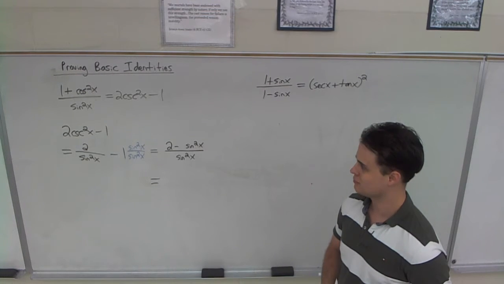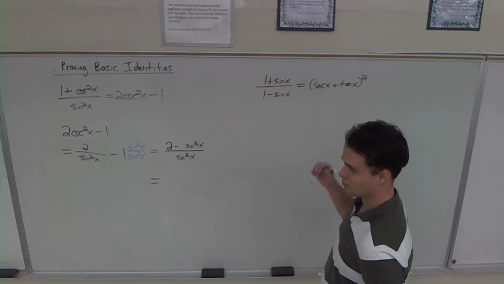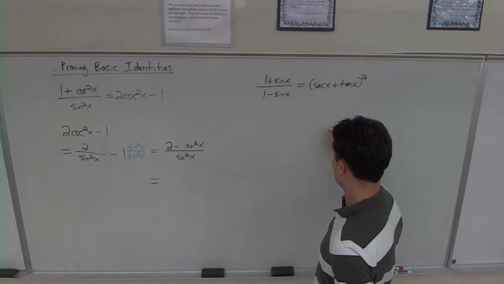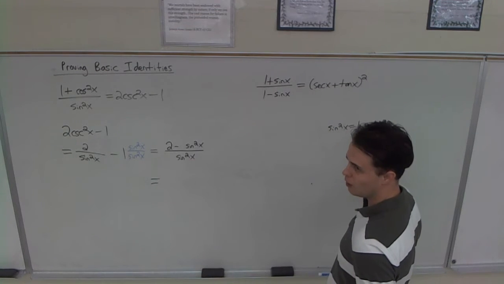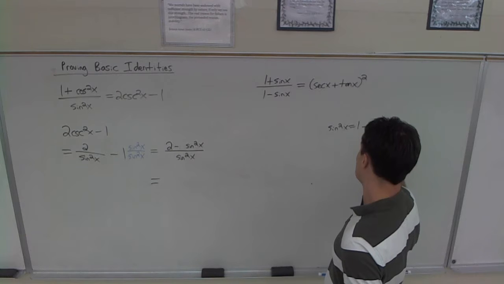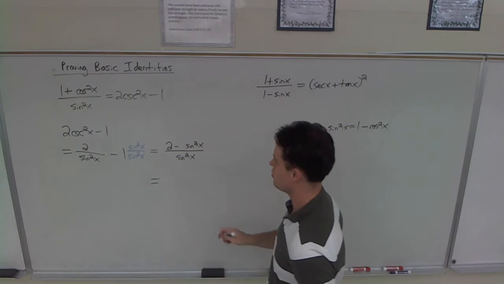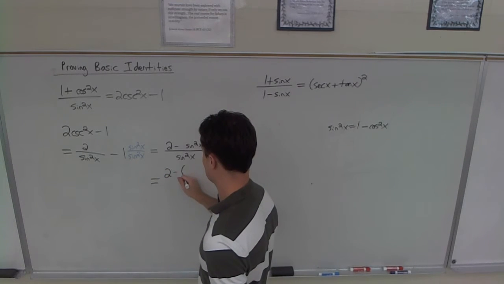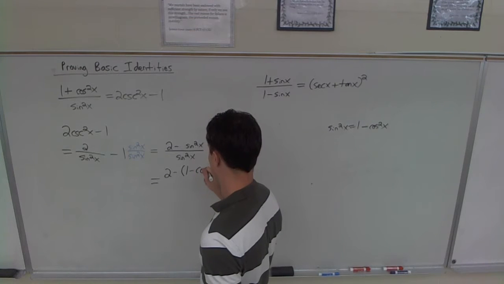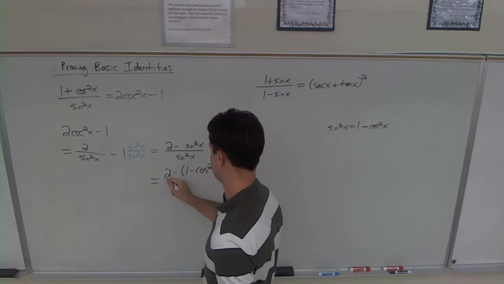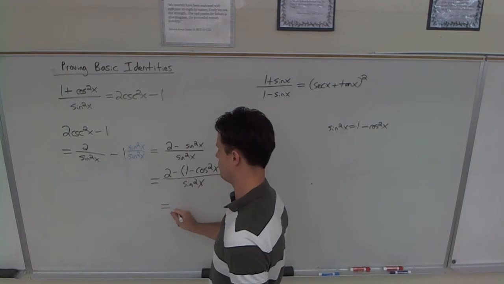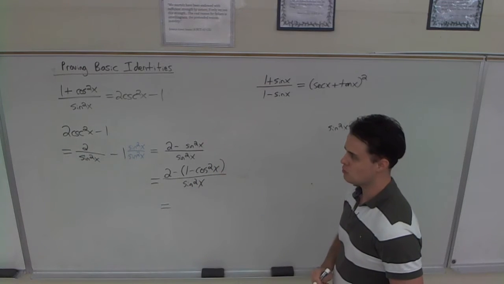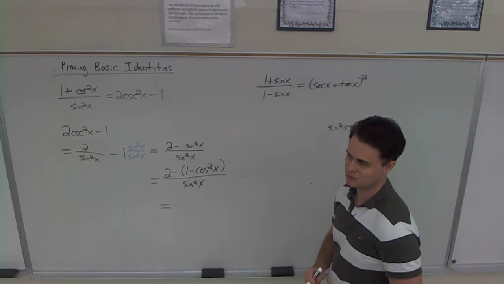You can change sine squared x to 1 minus cosine squared x from that basic identity. So we have 1 minus, and 1 minus cosine squared x, don't we? Yeah. Distribute the negative, and bam, you've got it.